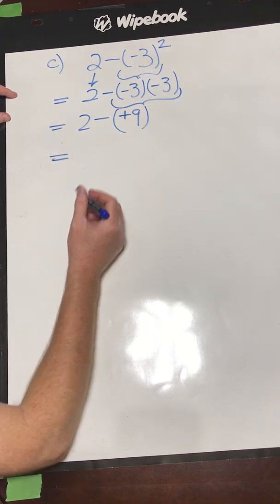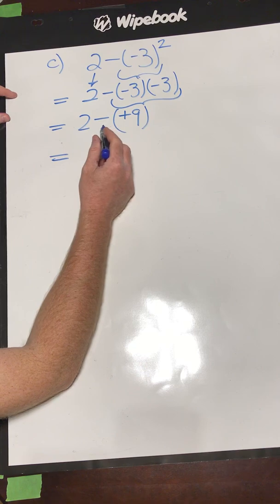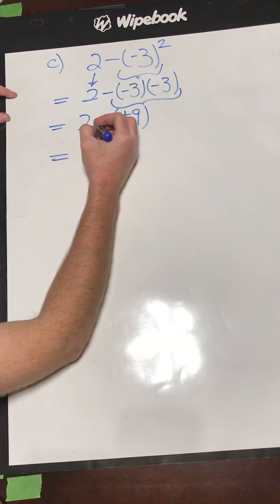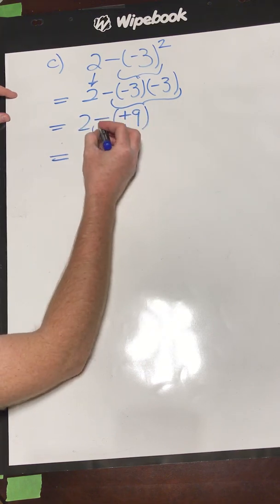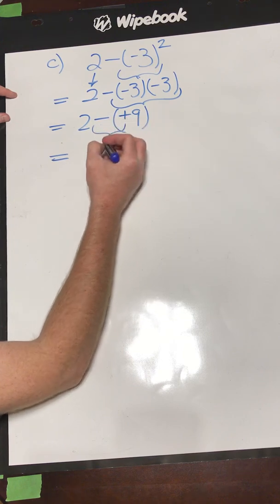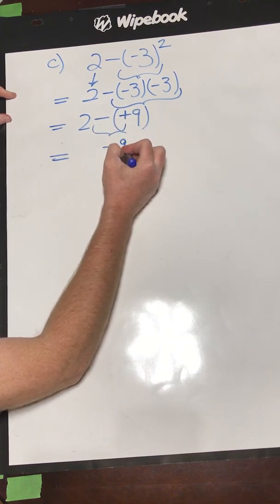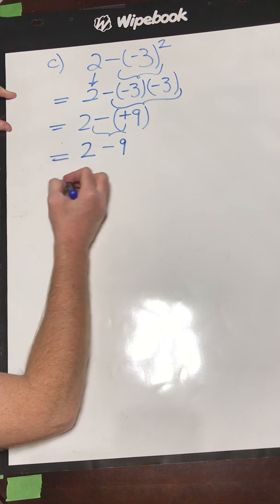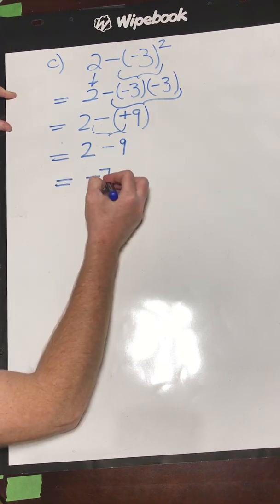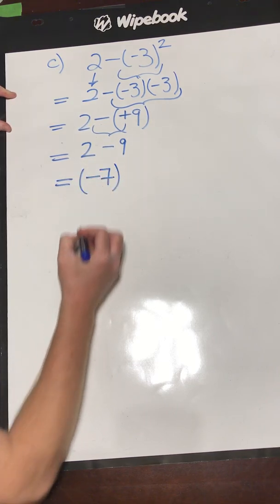Okay, and now I have 2 minus positive 9. So right here, remember that this is a negative and a positive, so that's going to be minus. So I'm going to be minus 9, 2 minus 9, which is equal to negative 7.